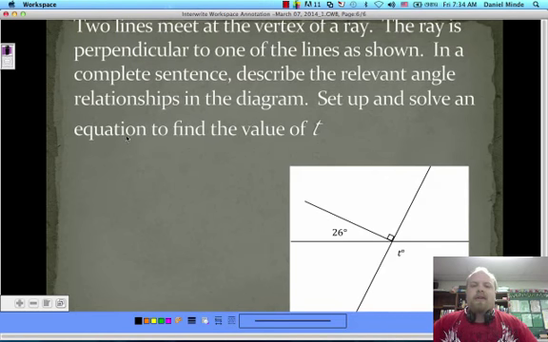Two lines meet at a vertex of a ray. The ray is perpendicular to the line shown. In a complete sentence, describe the relevant relationship in the diagram. Set up and solve an equation to find the value of t.